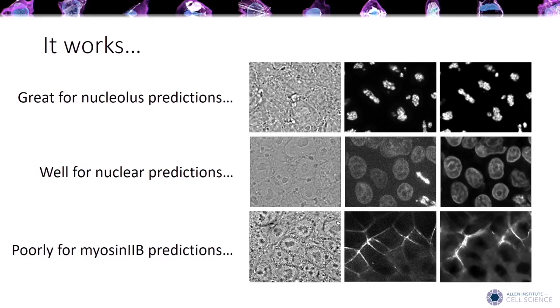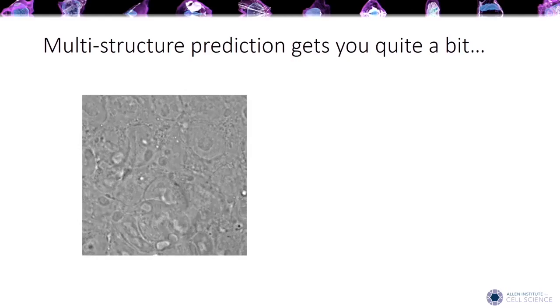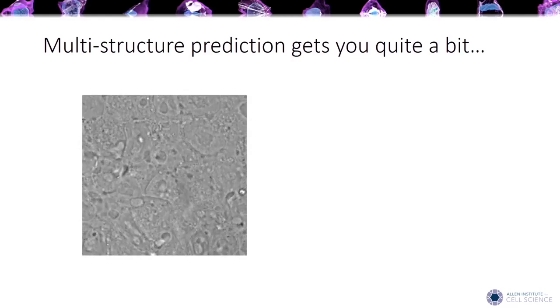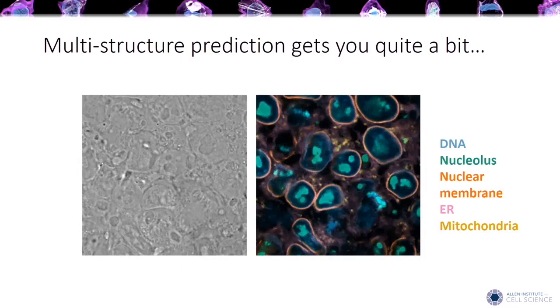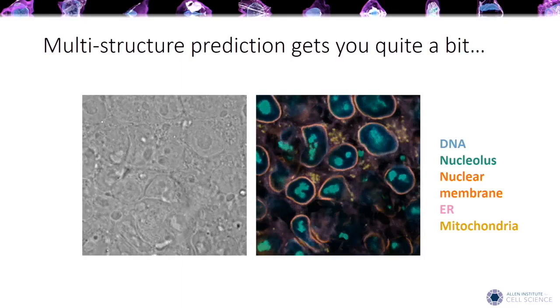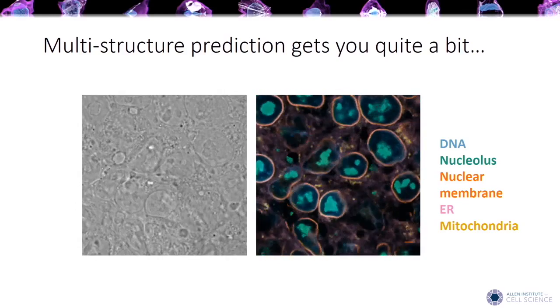But if we use this system to try and model several structures that we think all show up pretty well in those bright field images, we can combine them and actually see things that we couldn't before. So this is a time-lapse image, and something that wouldn't work very well with a dye-based methodology or a tag-based methodology. And we can see many, many structures in that time-lapse image that we wouldn't necessarily be able to separate or segment before.